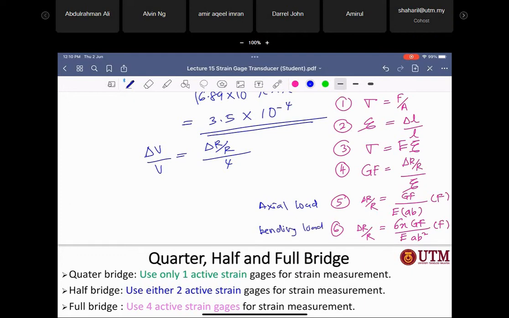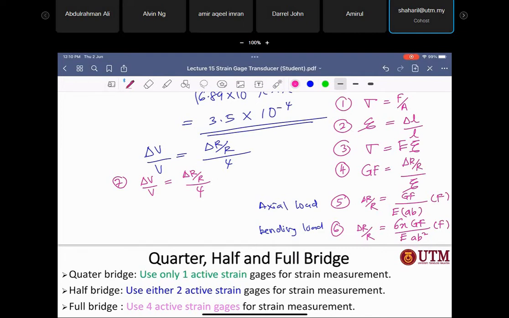Okay. And then when we want to do the measurement, we normally apply our strain gauge with a Wheatstone bridge. When you apply the strain gauge with the Wheatstone bridge, the equation is delta V over V equal to delta R over 4. Okay, so this is the very basic. All right, so this is the formula that we learned last week.